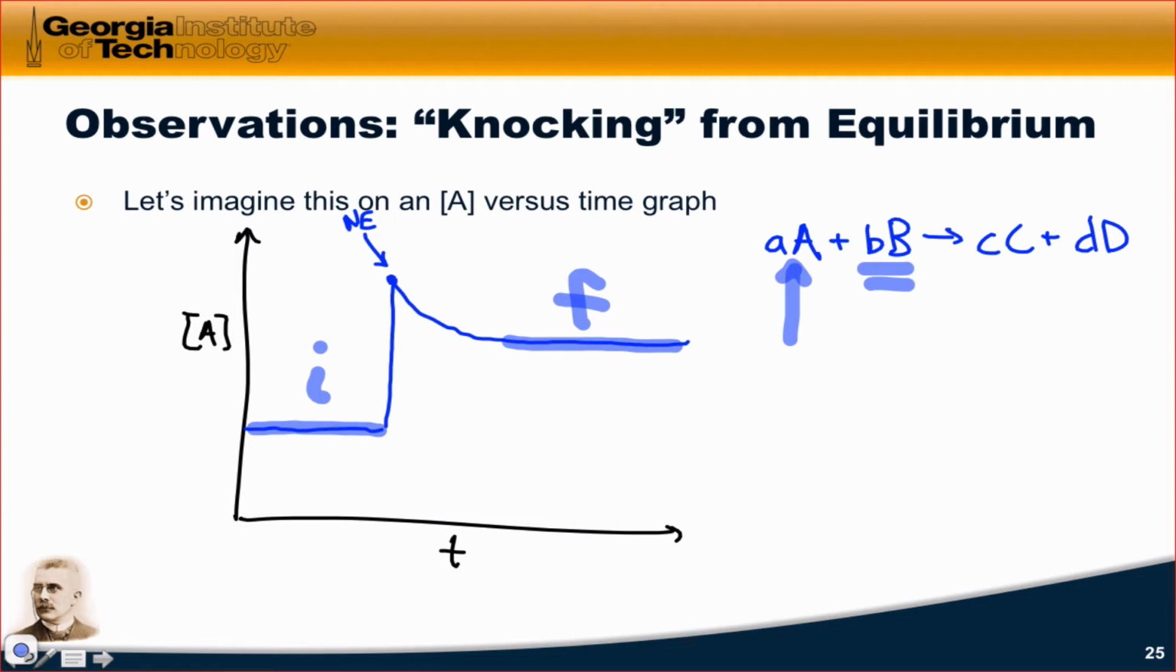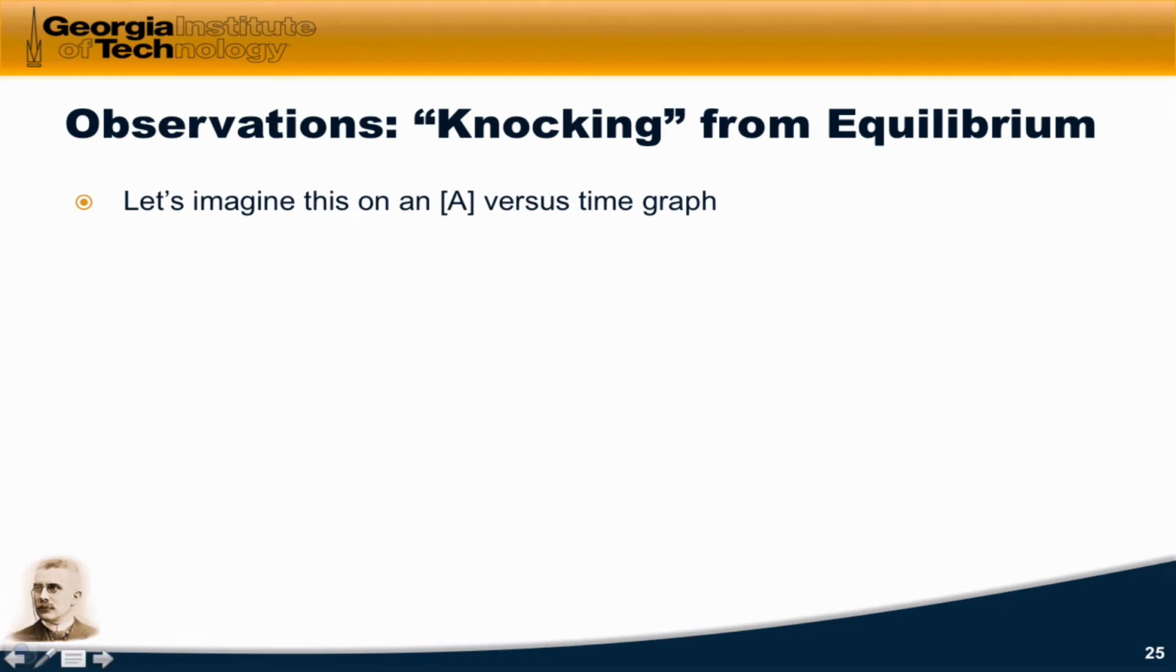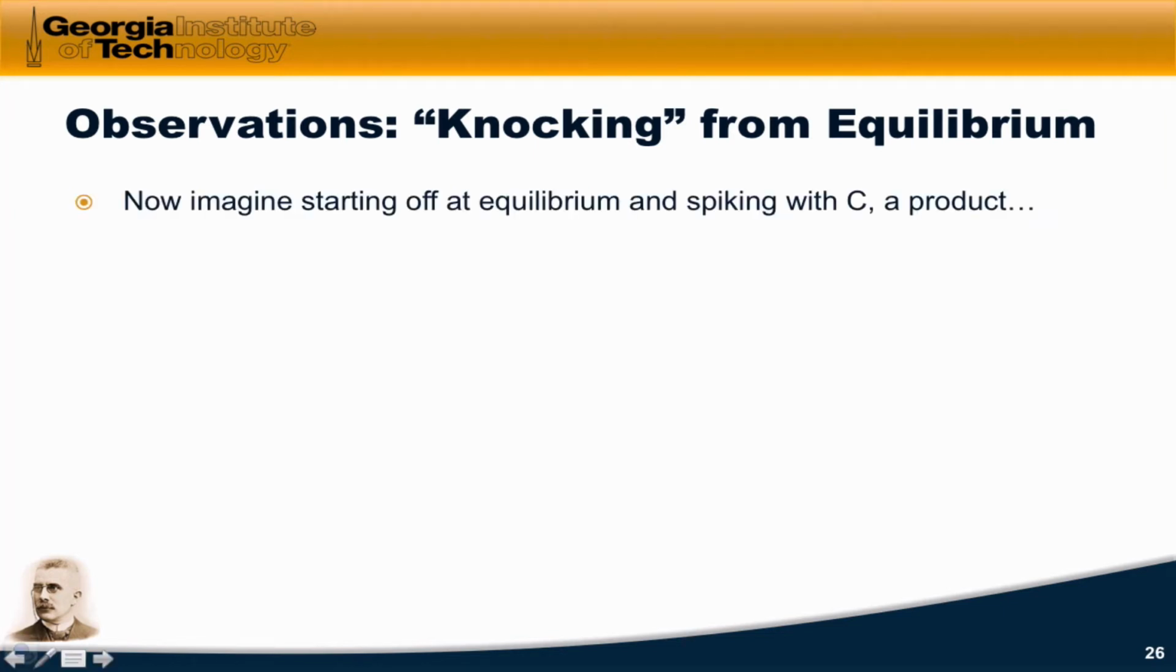So hopefully you're starting to see how we can use this spiking idea to drive a reaction forward. For example, we can consume B. If our goal is to consume B or produce as much C and D as we possibly can, we can use a spike of A to do that. Let's look at one more example of this.